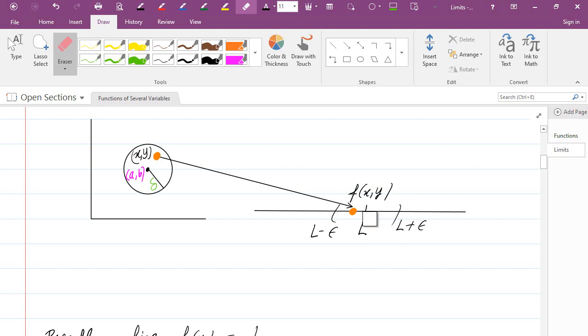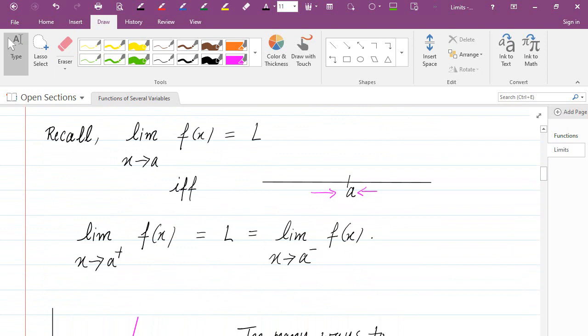Let me rephrase that again. If for any open interval of radius epsilon centered at L, we can find a small disk centered at (a, b) such that for any (x, y) in this disk, f of (x, y) lies in this interval, then we can say that the limit of f is L as (x, y) approaches (a, b).